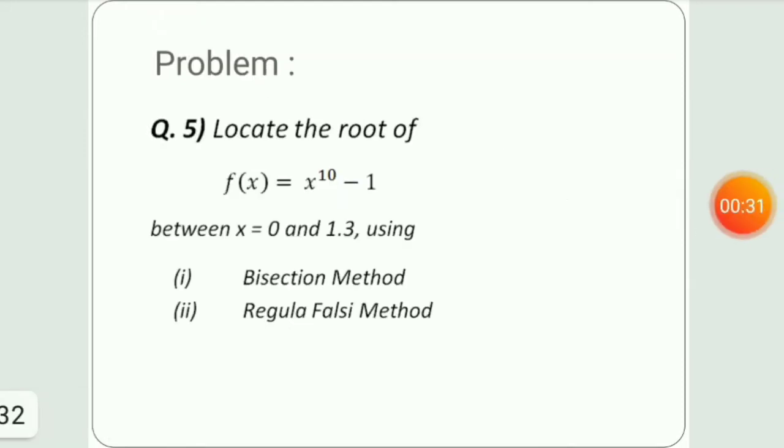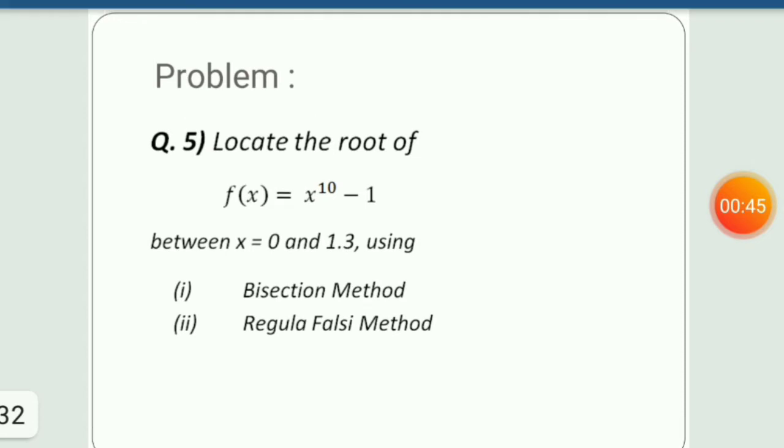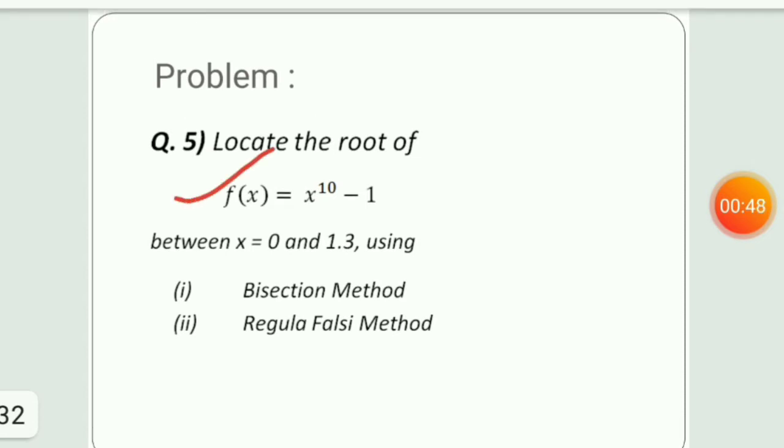So this is my question. Locate the root of the equation f of x equals x to the power 10 minus 1, where the range is given as 0 and 1.3, using the bisection method and the Regula-Falsi method. We will use this equation f of x for the solution of these two methods so that we can have a good comparison between them. So we have this range 0 and 1.3, and it is sure that the root will lie between these two points.